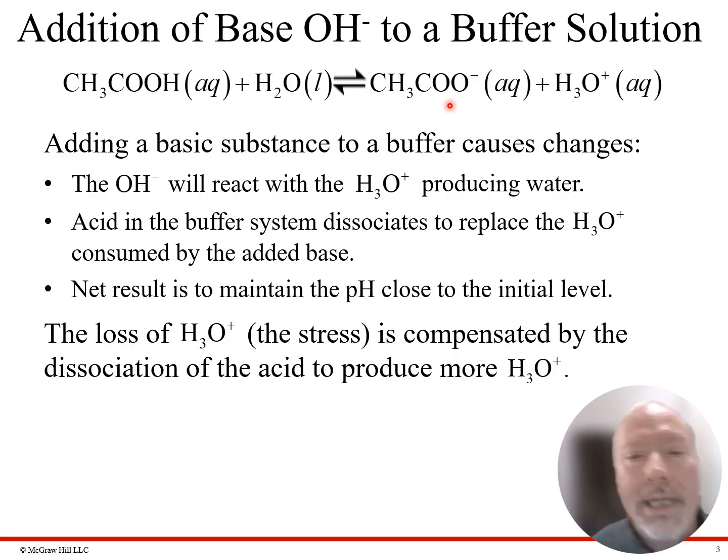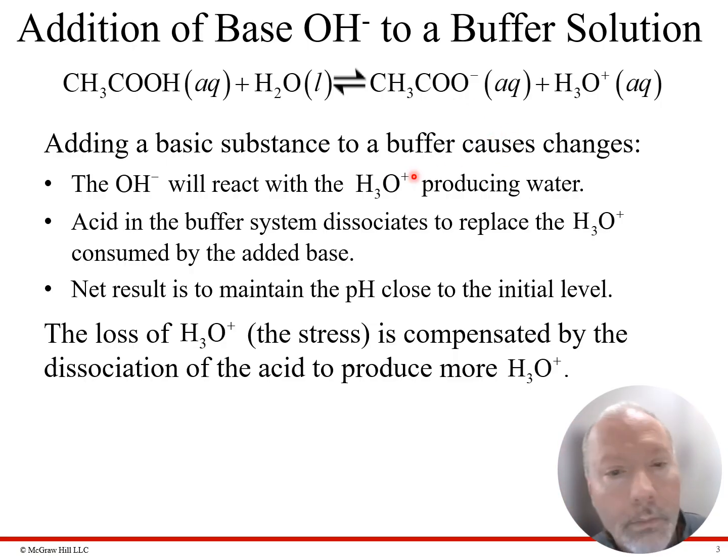So, let's look at what happens when we add a base. Okay, let's say we add hydroxide. What will that do? Adding a basic substance to a buffer obviously causes changes. The hydroxide will react with the hydronium cation producing water. So what will happen here is OH will grab this proton here and it will end up forming water. And in that, you lose this acid, and the buffer system will dissociate to replace the H3O.